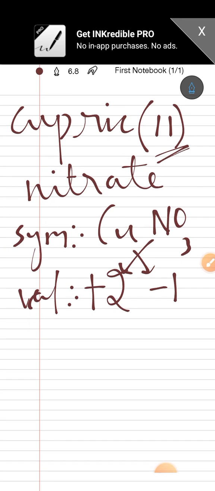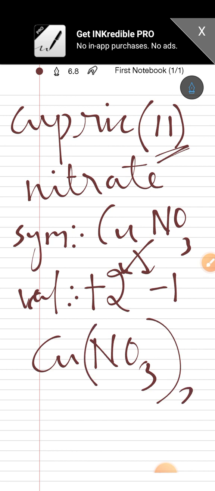Now if I crisscross, the formula will be Cu(NO3)2. This again follows the same rule that whenever you have more than one polyatomic ion, you should always put it in brackets. This means that copper is the central metal and two NO3 groups are attached to it. So this is the formula for cupric nitrate.